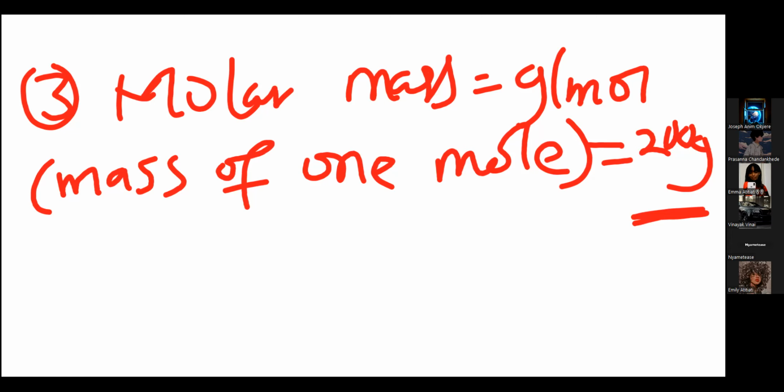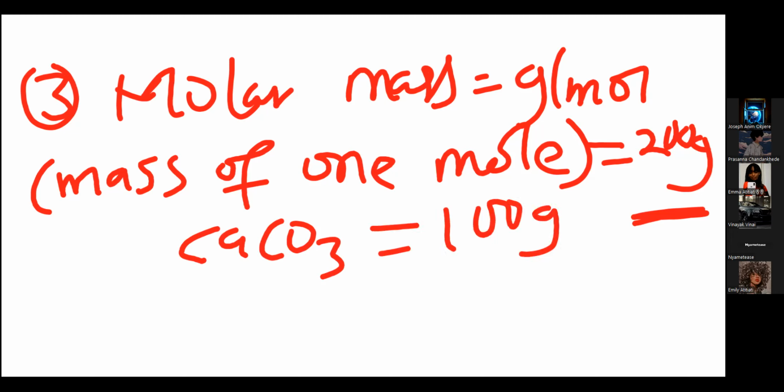So when they give you this, maybe they can give you calcium carbonate. The mass of 1 mole of calcium carbonate is 100 grams. I'm touching on some of the things that get you guys confused. Therefore, that is why you're saying that stoichiometry is hard.